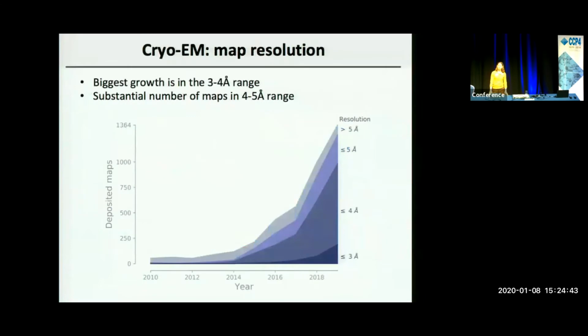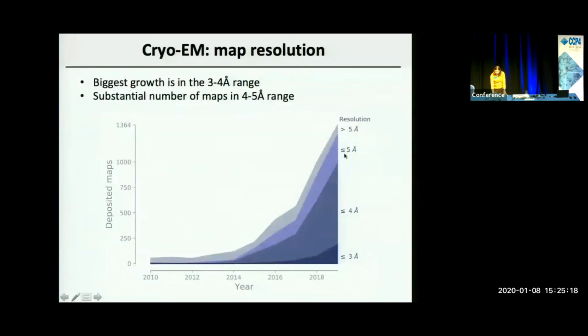Then it's also interesting to look at the resolution of the maps. So here we have the deposited maps per year. Again, we can see that increase, which starts 5 years ago. And here the different colors represent different resolutions. So here in dark blue, we have map resolutions better than 3 angstrom. Here we have between 3 and 4. That violet here is between 4 and 5. And finally, we have a couple of maps with associated models which have lower than 5 angstrom resolution.